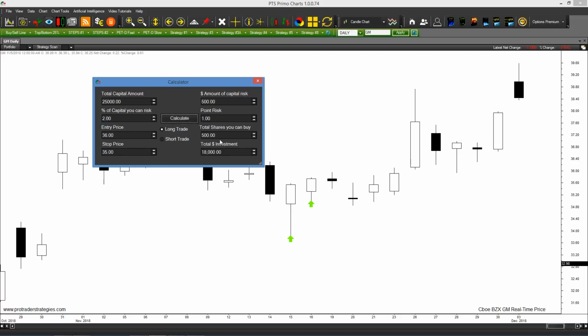Now, this is the most important portion right here, our total investment, $18,000, okay? How much do we have to spend? We have $25,000. So this gives us more than enough to take this trade. We can purchase 500 shares. We're still in the realm of our 2% risk.